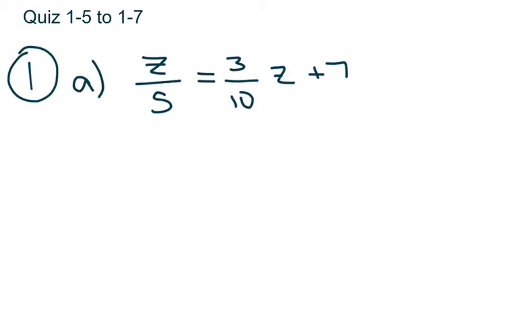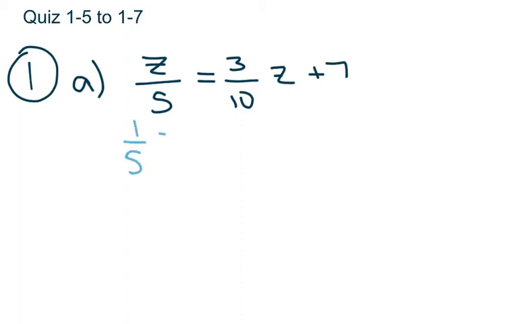These are the full explanations to the problems on the quiz from 1-5 to 1-7. Problem 1a, z over 5 is equal to 3/10 z plus 7, is actually just a two-step algebraic equation, like you learned in Algebra 1. The only thing is that these have fractions. So I'm going to show you two different ways of attacking this problem.